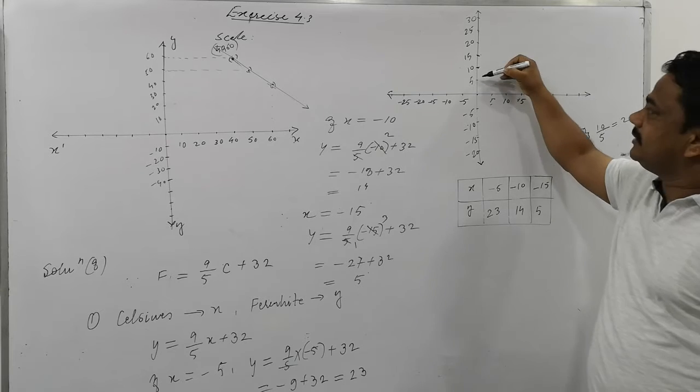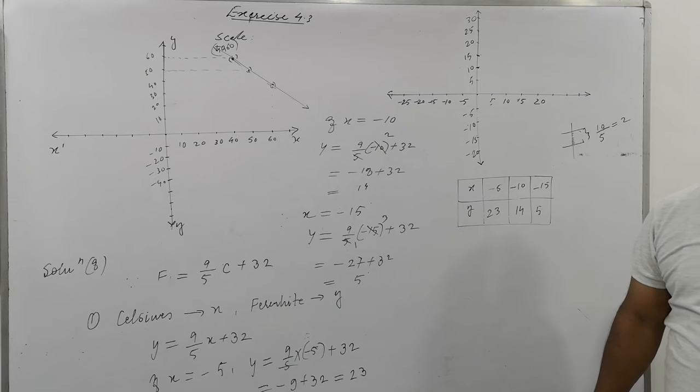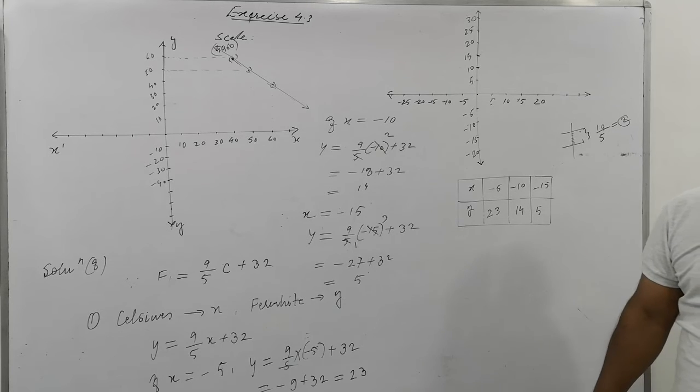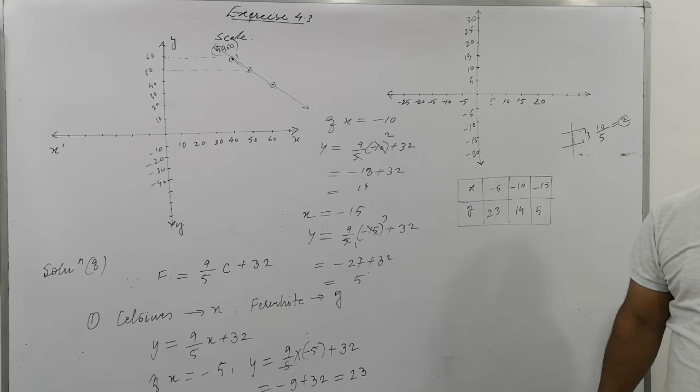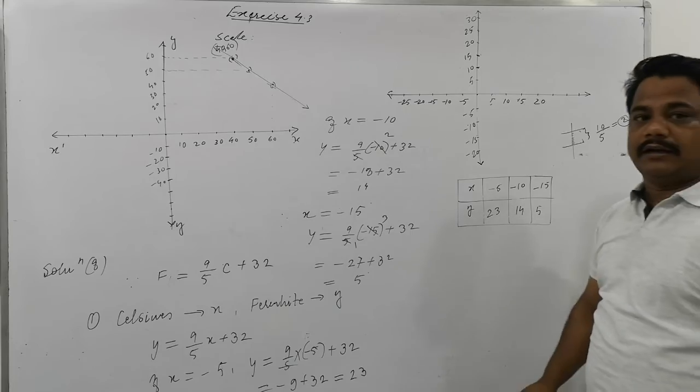So how many lines will I take for 3 units? 2 lines together equal 1 small unit. So 3 units, 6 lines. You will take 6 smaller lines here. This you will do on your graph paper.